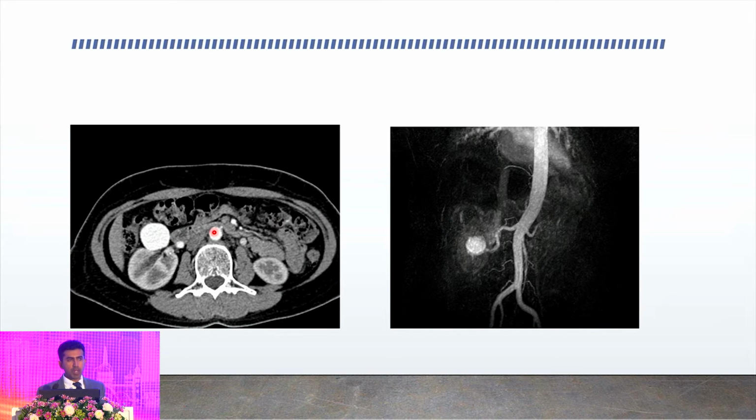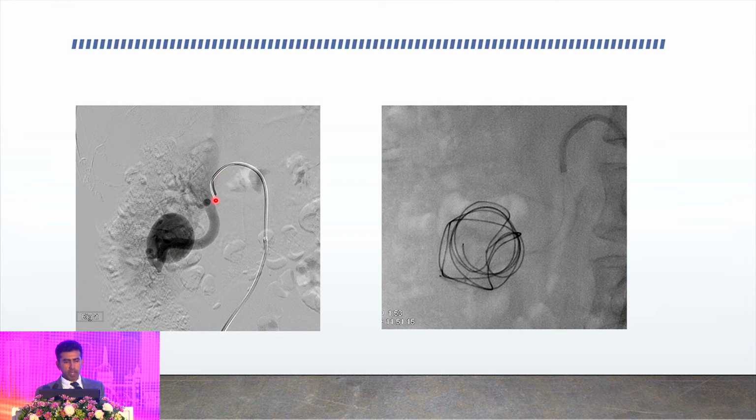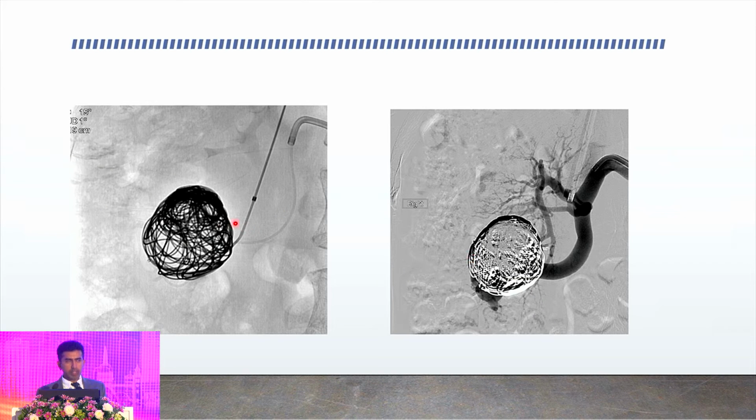Another example with a large pseudoaneurysm arising from one of the branches of the right renal artery. The reconstructed MRI clearly shows a feeding vessel leading into this aneurysm. Selective renal angiogram demonstrates the pseudoaneurysm, and it was treated with pushable coils again. These are some framing coils. Then it was filled with small coils. And the final renal angiogram demonstrates the exclusion of the pseudoaneurysm with preservation of the surrounding normal parenchyma.